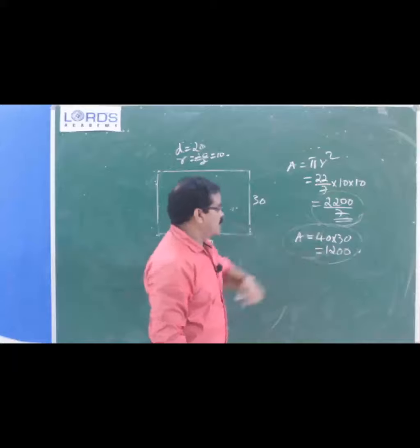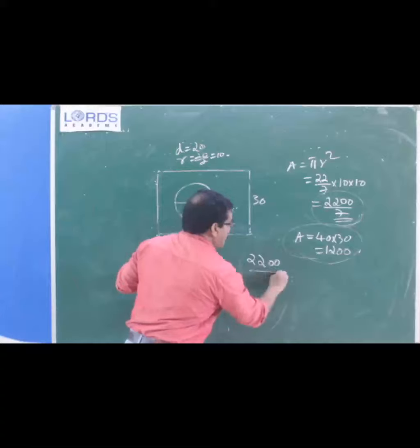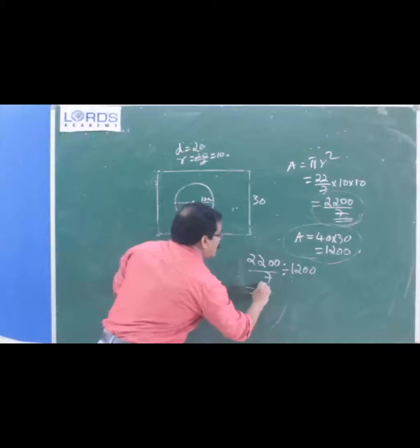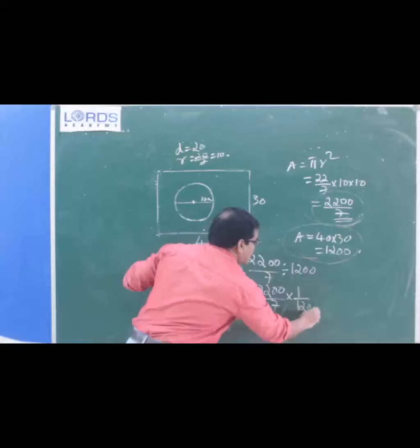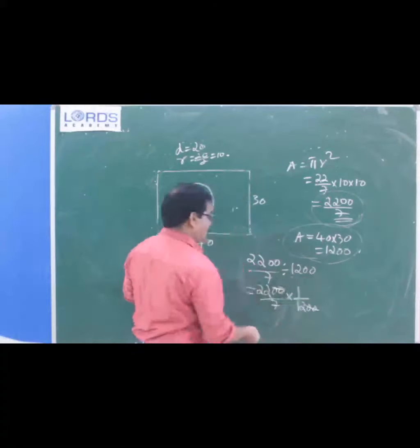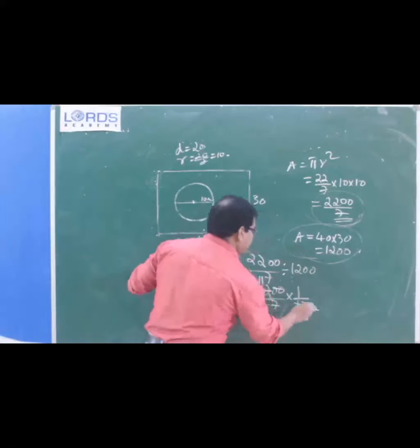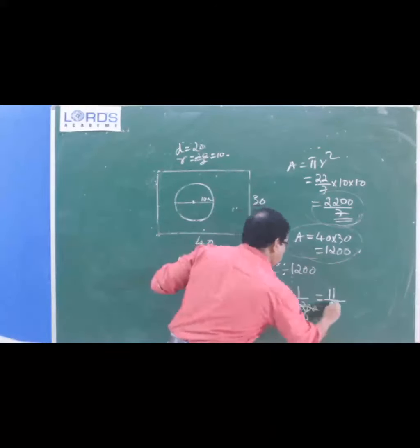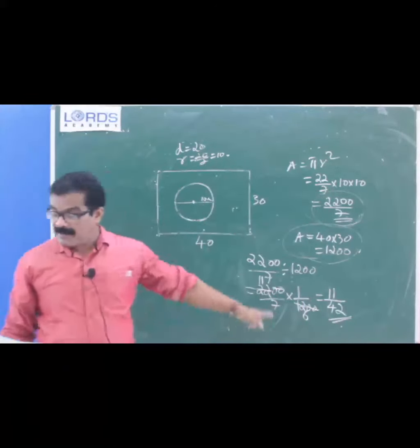So, this by this, that means 2200 by 7 divided by 1200. This is equal to 2200 by 7 into 1 by 1200. Okay, then you can cancel 2 zeros. Here is 2, here 11, here 6. You will get 11 by 7 into 6, 42. 11 by 42 will be the probability of getting inside the circle.